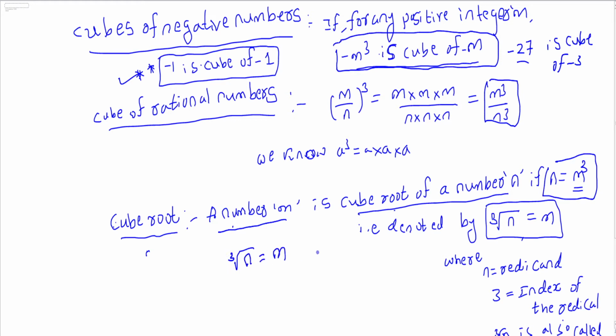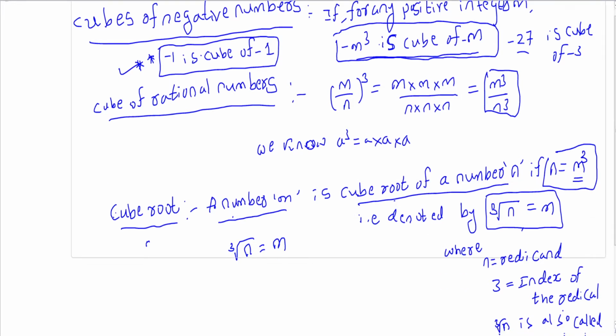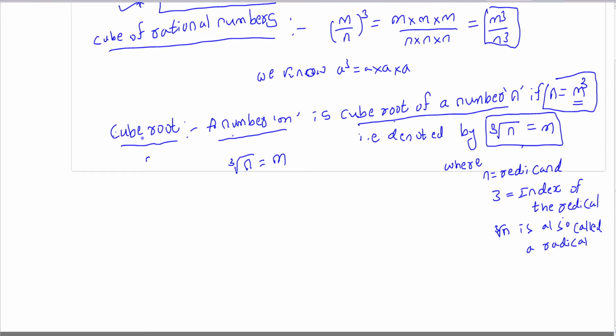Here n is a radicand and 3 is the index of the radical. We can say the cube root of n is also called a radical. The cube root symbol of n is called the radical and 3 is called the index of the radical, where n is the radicand.